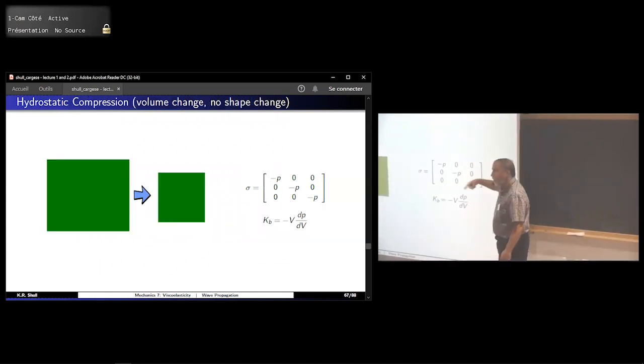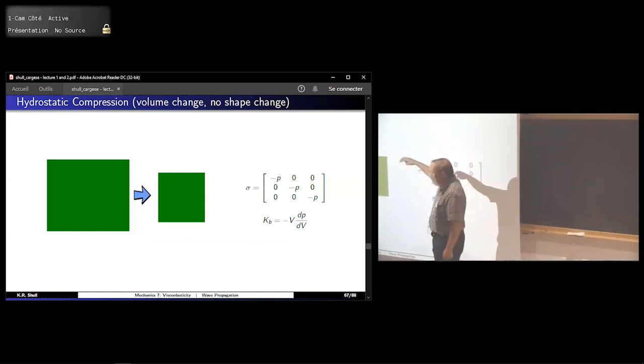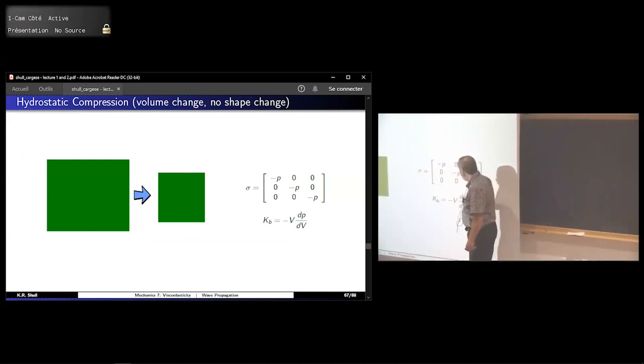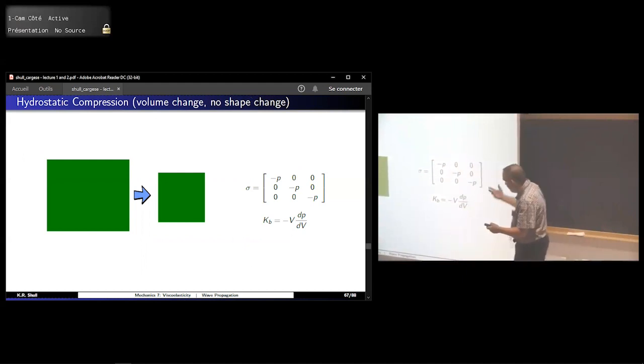I would say that for the complementary modulus, if you have an isotropic material, you have two independent moduli. I would always choose the shear modulus and the bulk modulus K to describe these. So this is hydrostatic compression, it's the opposite. The volume is changing, but the shape is not changing. This is the definition of it, and the stress tensor for hydrostatic compression looks like that, or tension.